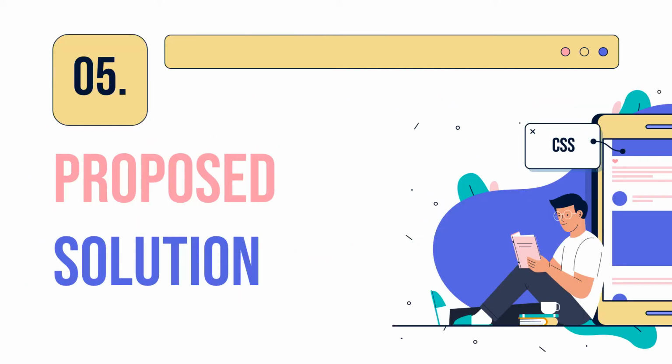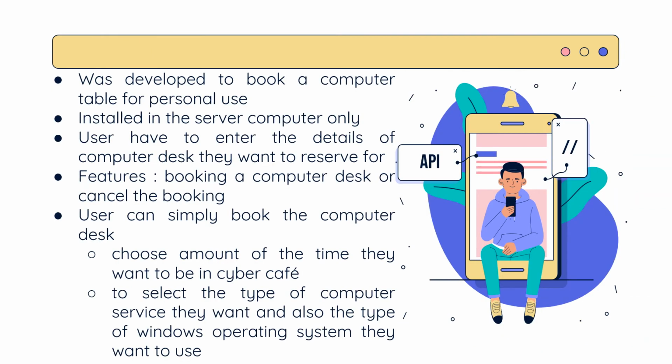These are the proposed solutions. The Cybercafe Management System was developed to book a computer table for personal use. It is installed on the server computer only. Users have to enter the details of the computer desk they want to reserve. The features are that they can book a computer desk or cancel the booking when they want. The user can simply book the computer desk, whereby they can choose the amount of time they want to be in the cybercafe, select the type of computer service they want, and also the type of Windows operating system they want to use.